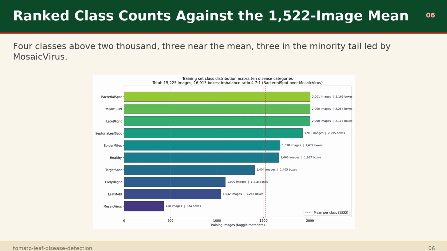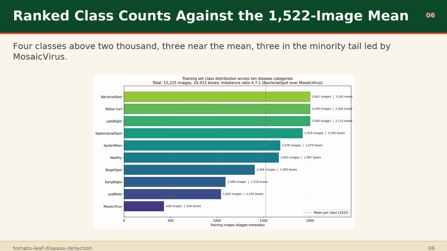For a future detector, this is the first class to watch during training, and any per-class evaluation report that omits MosaicVirus-specific recall is hiding the most likely failure mode before it shows up in deployment.